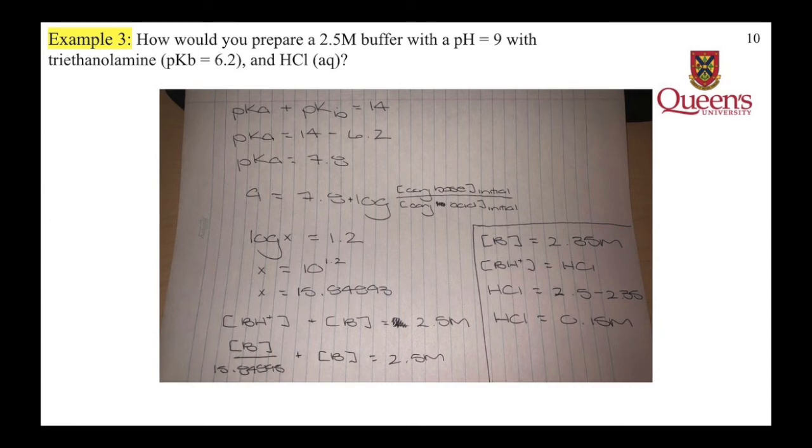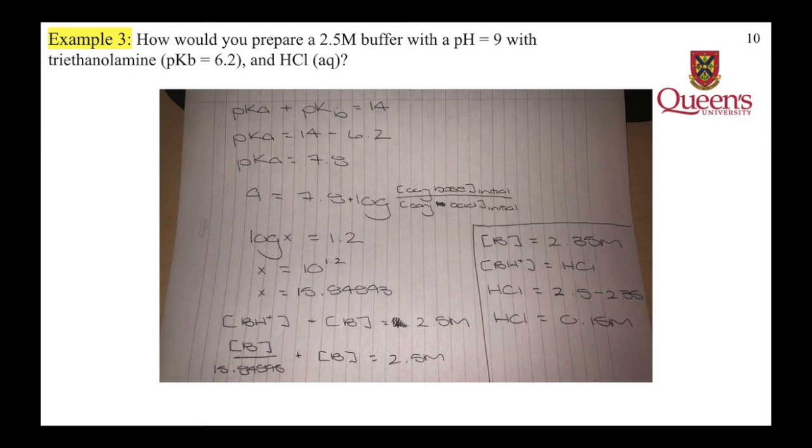15.84893. And then next you move on to BH+ plus B, which is equal to 2.5 grams per mole, because you're trying to find how to prepare a 2.5 gram per mole buffer. And then you do B divided by 15.84893 plus B to give you your 2.5 gram per mole. And then B is equal to 2.35 gram per mole.